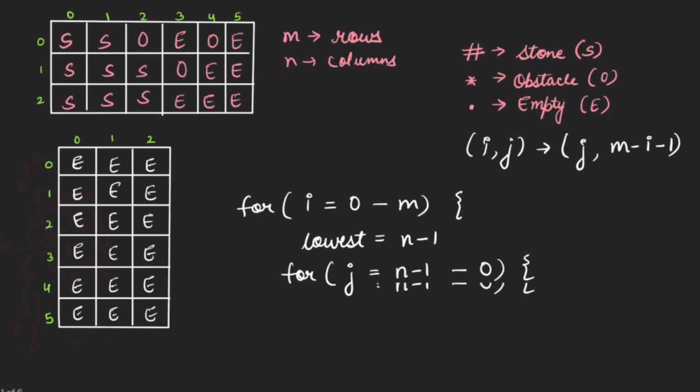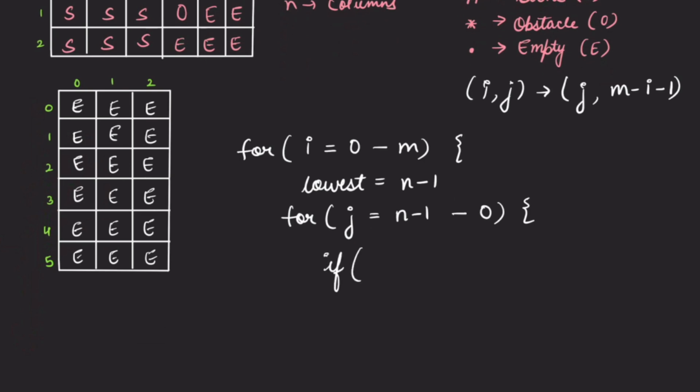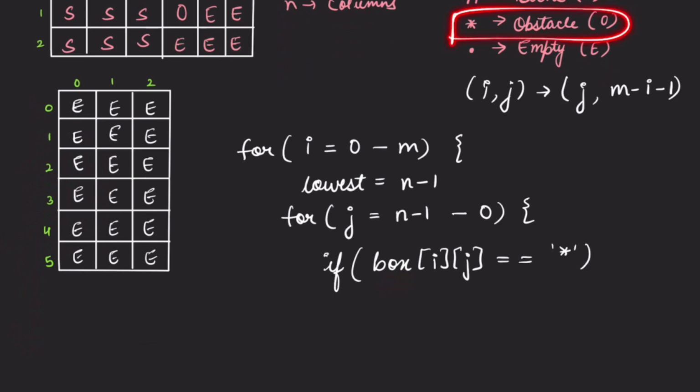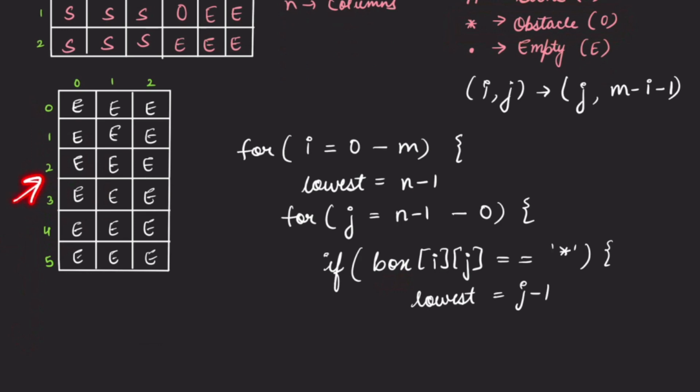That will be this particular cell which is just above the obstacle, right? So what we will do is that whenever box of i of j, where box is the original matrix, is equal to an asterisk, meaning obstacle, we will do two things. First, we will update our lowest to j minus 1, which is current row minus 1, and then that obstacle should also be updated in our matrix, because we need to return it in our answer, right?